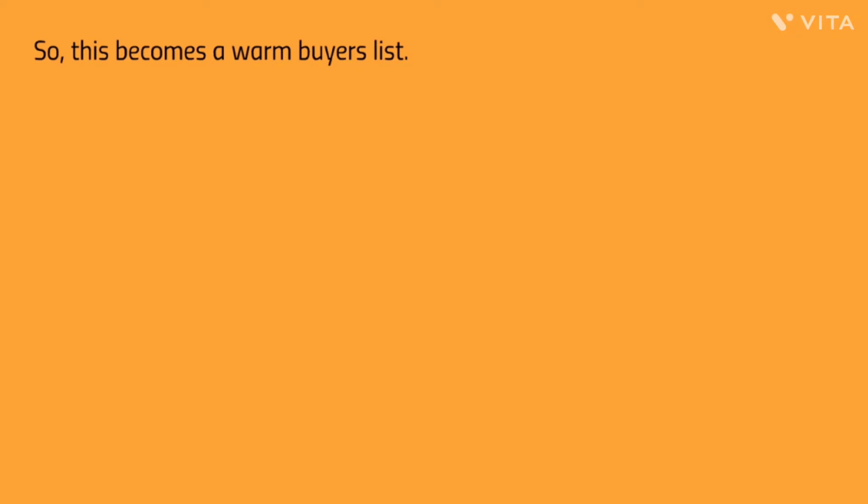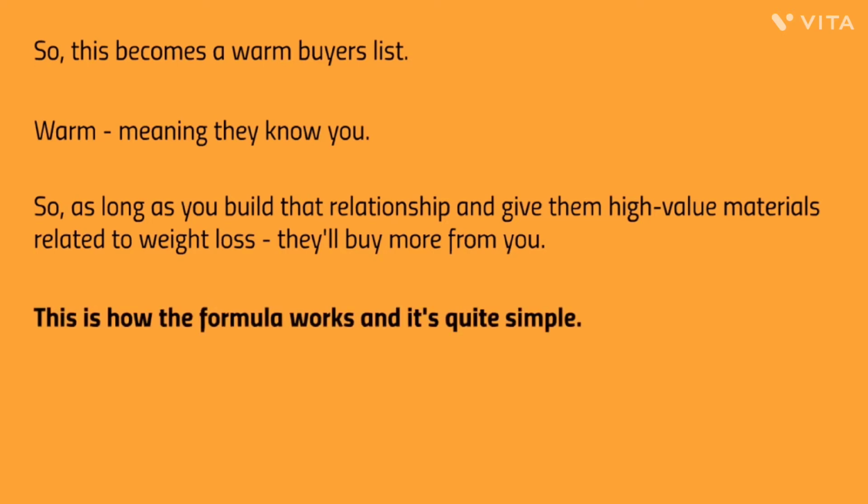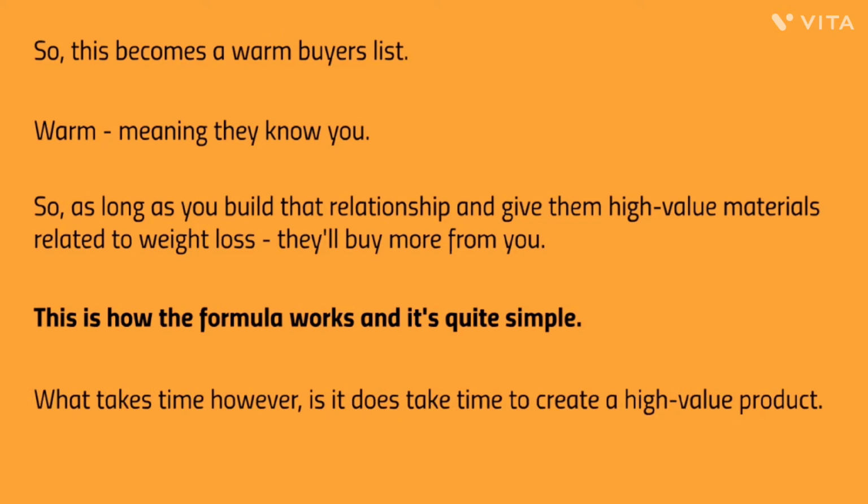A cold list means that they don't know you at all. They don't know who you are. They just subscribed to your list and don't know what you can offer them. With a warm list, they have that connection. They know you, basically. So as long as you build that relationship up and you constantly give them high value materials related to weight loss, they'll buy from you. And this is how the formula works. It's very simple, as you can see.